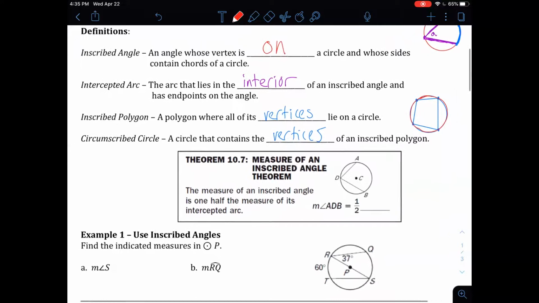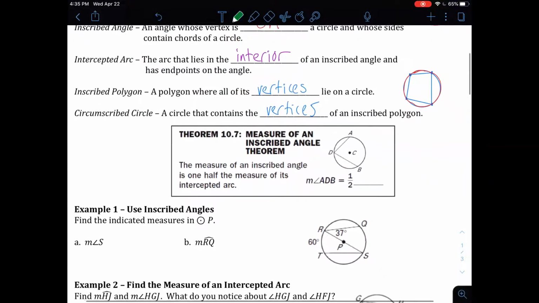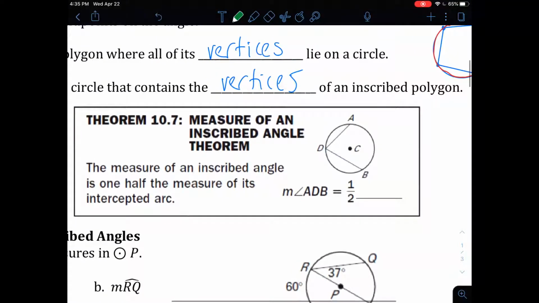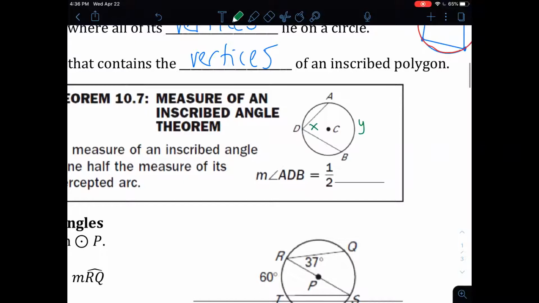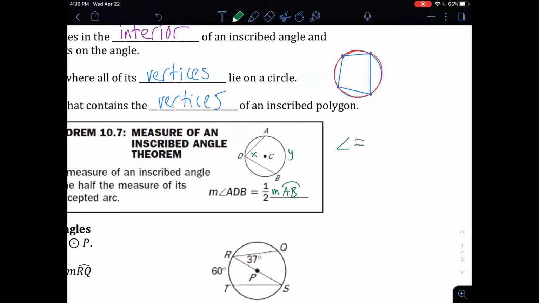All right, sounds good. So we have the measure of an inscribed angle theorem. We're going to fill in this blank here, and then we're going to do a little bit easier example. Basically what you need to know about inscribed angles, which are the angles that meet on a circle like this, is that the angle is going to be half. This is x and this is y. The measure of angle ADB is half of the measure of arc AB, like this.